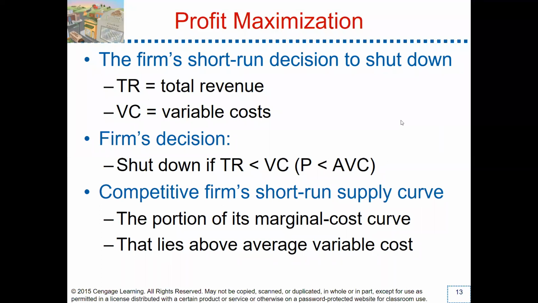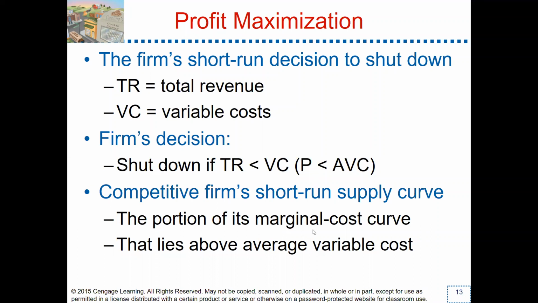So the firm's short-run decision to shut down is related more to total revenue and the variable cost. We said that in the short run, fixed cost is not considered because fixed cost is the cost that you will pay even if you are not producing anything. The firm's decision to shut down in the short run will be if total revenue is less than variable cost, or if the price is less than average variable cost. Okay, this is the condition for shutting down temporarily in the short run.